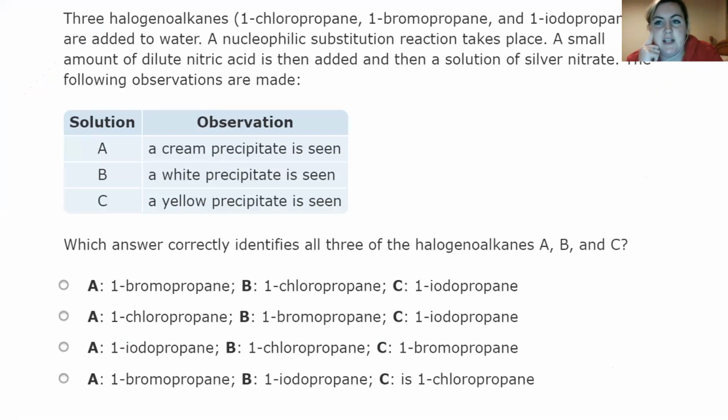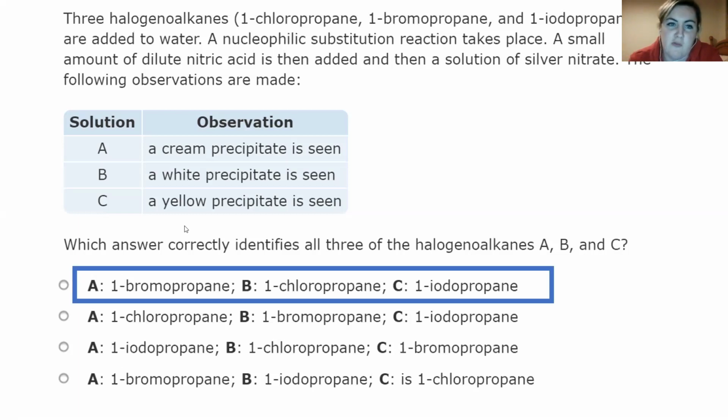So 3 halogenalkanes. So it's going back to that test tube. So you really need to know the colors. That's definitely on the spec. You need to know the colors. What are they? What's cream? What's white? What's yellow? So A is cream, B is white, C is yellow. Which one is the answer? Bromo is going to be the cream precipitate. Chloro or the chloride is going to be white, and iodide is always yellow.